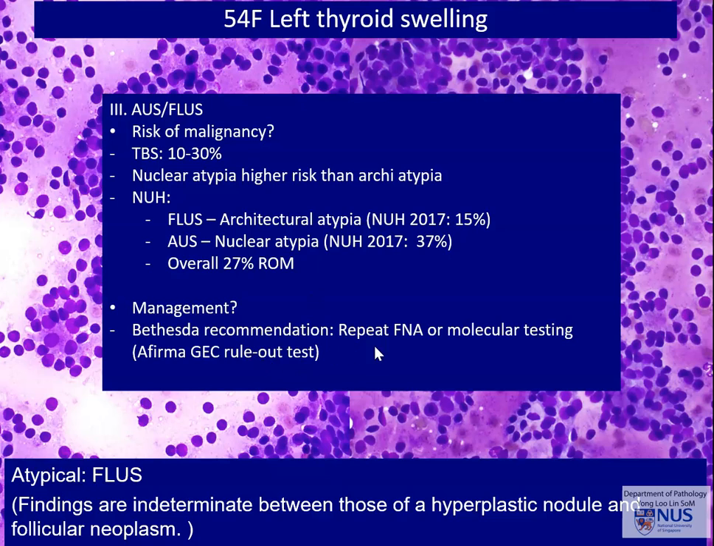So the management, again, is repeat FNA or consider molecular testing. And specifically in the Bethesda book, they have mentioned the Affirma rule-out test. It's also useful to note that up to 3/4 of cases, so usually the figure quoted is about 2/3 to 3/4 of cases, do end up having more definitive diagnosis on repeat FNA. So really you have to see what is the cost-benefit ratio in your institution and also, of course, the patient's preference.